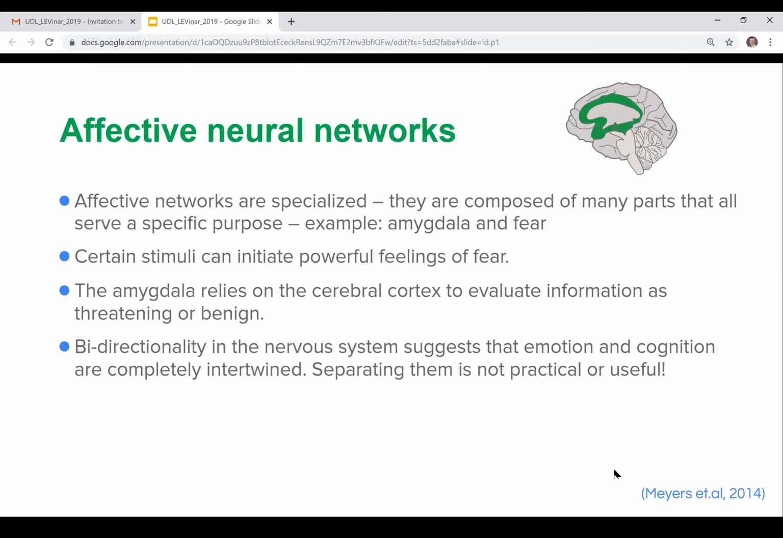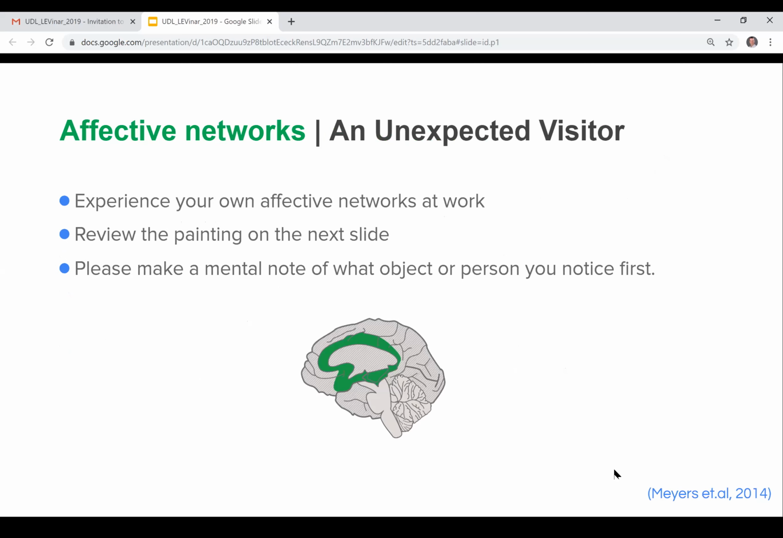Bidirectionality in the nervous system suggests that emotion and cognition are completely intertwined, and we can't separate them. It's impractical. I think about when I was a child, I was very nervous about reading, and it affected my comprehension. So I can see the applications of this when I think back to my own learning. So this is basically the fact that a stressed brain can't learn? Yeah, exactly. Got it.